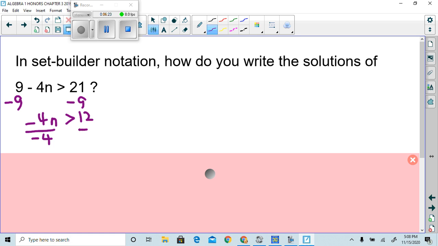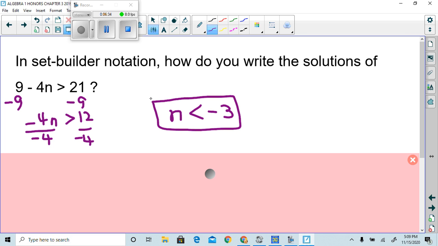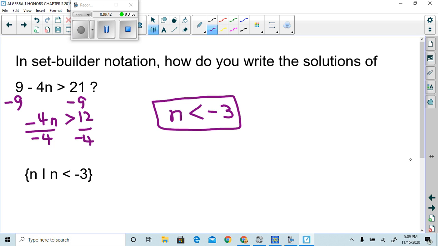Divide by -4, and again, I'm dividing by a negative. I reverse the direction of my inequality, and here is my solution as I would write it if just asked to solve. But they're not asking me just to solve, they're asking me to write my solution in set builder notation. So then I say that n, because n is the variable that is part of this inequality, n such that n is all real numbers less than -3. And that's all there is to set builder notation. It's just a way to write the solution in a descriptive way.